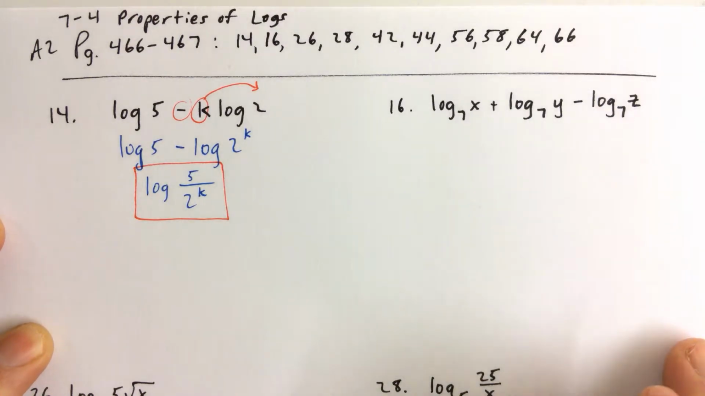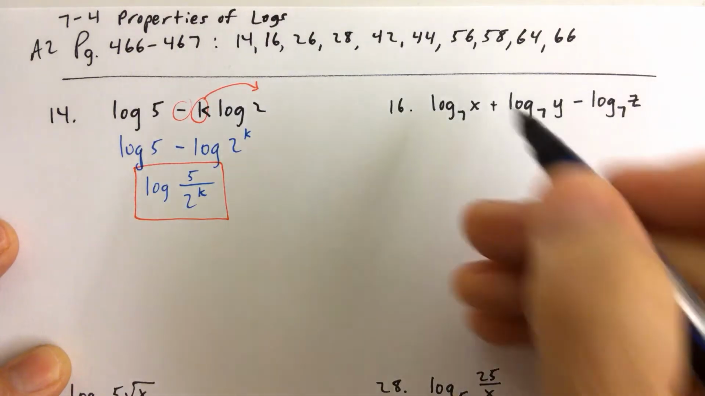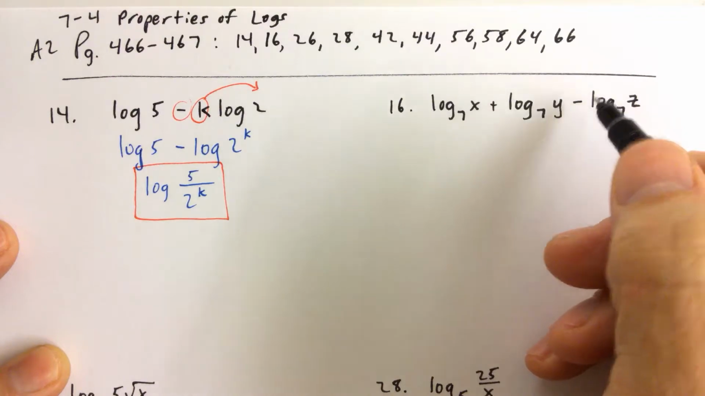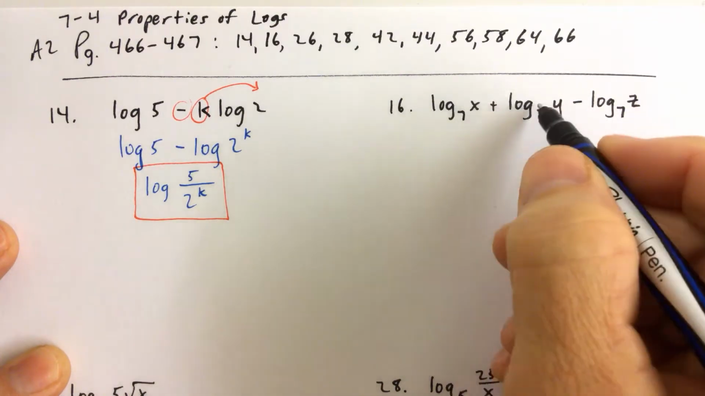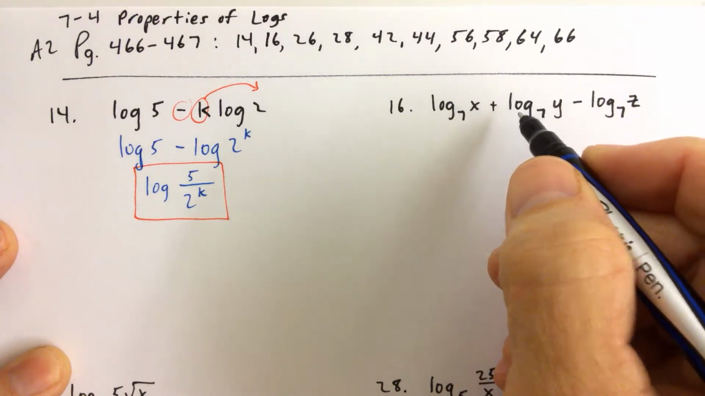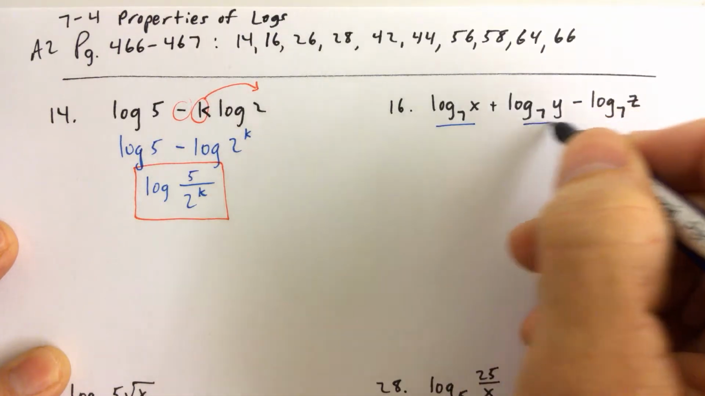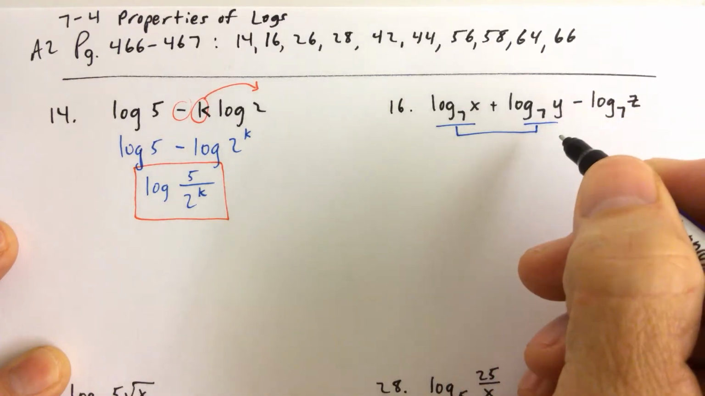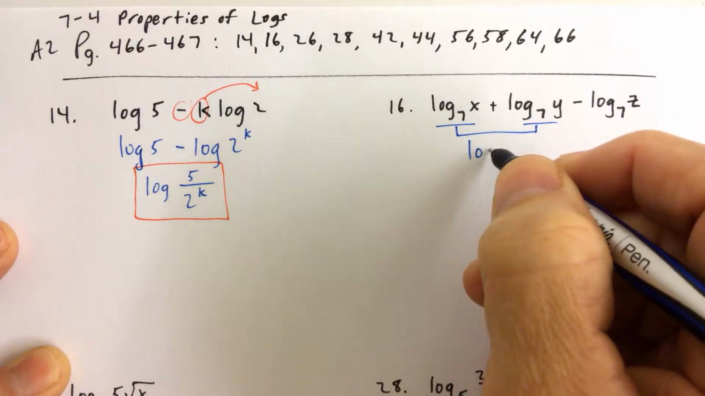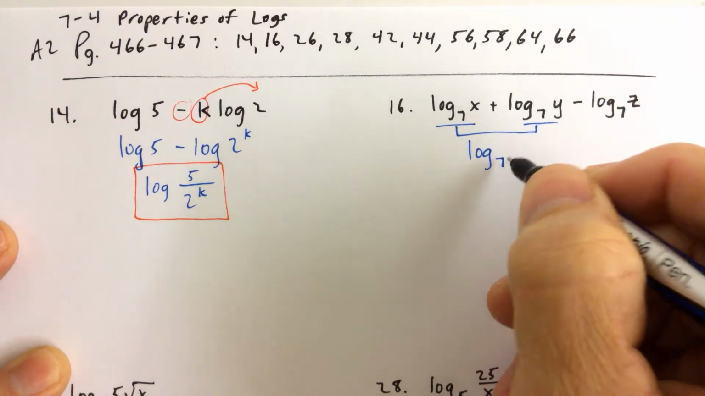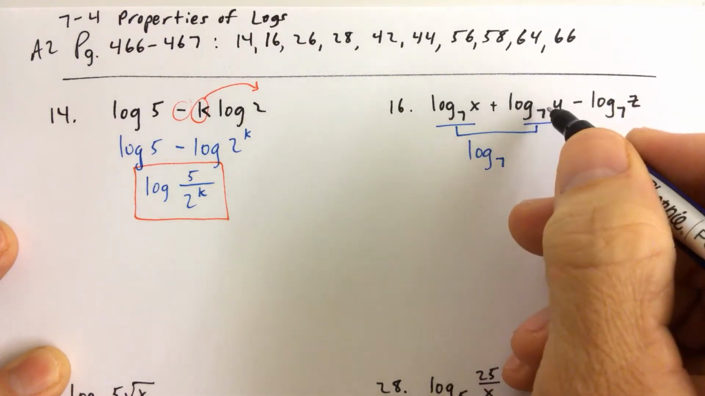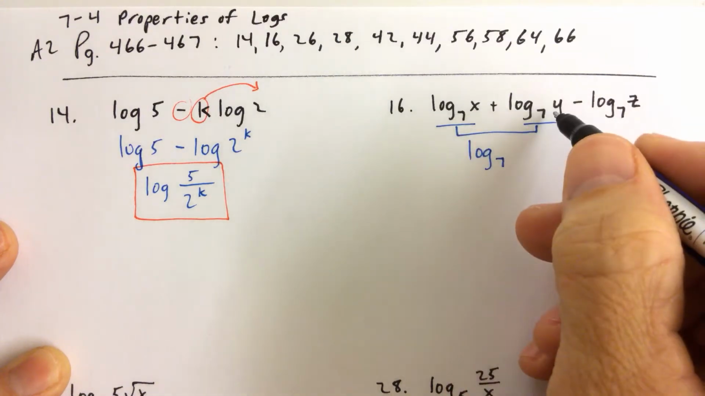For the second one, we notice that we don't have any numbers in front of the logs, so we can go ahead and use, in this case, the property that says if we have the sum of the logs, we can write that as the log of the product. So we call it the product rule. So we're going to just take 3 logs and combine it down to 2 logs.